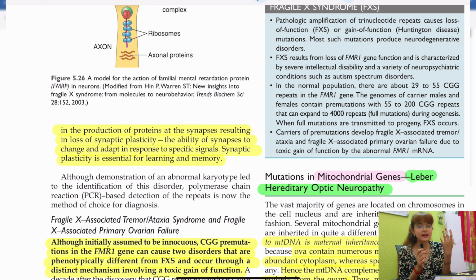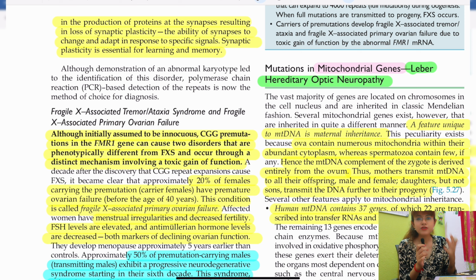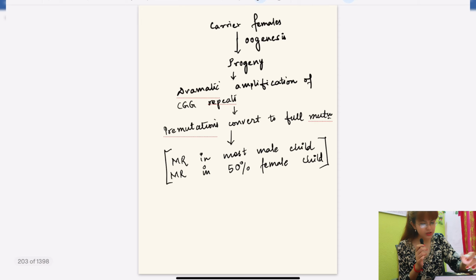Plasticity means that the synapses have the ability to change and adapt according to the response. But once there is a loss of this plasticity, this patient has so much mental disability. Learning and memory are so much affected because of this mechanism. Now, since I mentioned the pre-mutations, I've already told you what the pre-mutations are, right? I've explained here what the pre-mutations are.